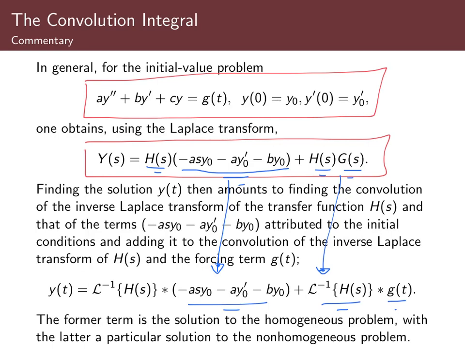And we can relate this back to the stuff we learned in Chapter 3. This piece here is the solution of the homogeneous problem, and this piece is the particular solution of the non-homogeneous problem. So hopefully this is a nice general ending to our chapter on Laplace transforms, and we'll see some examples of this in other videos as well.